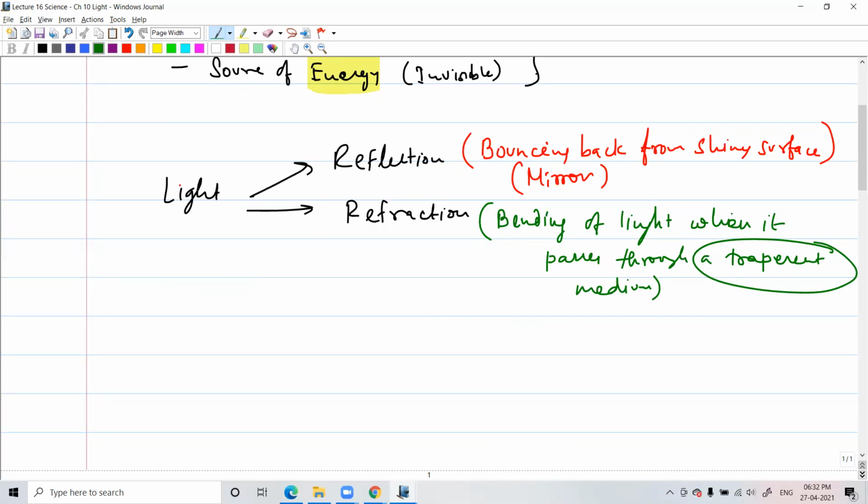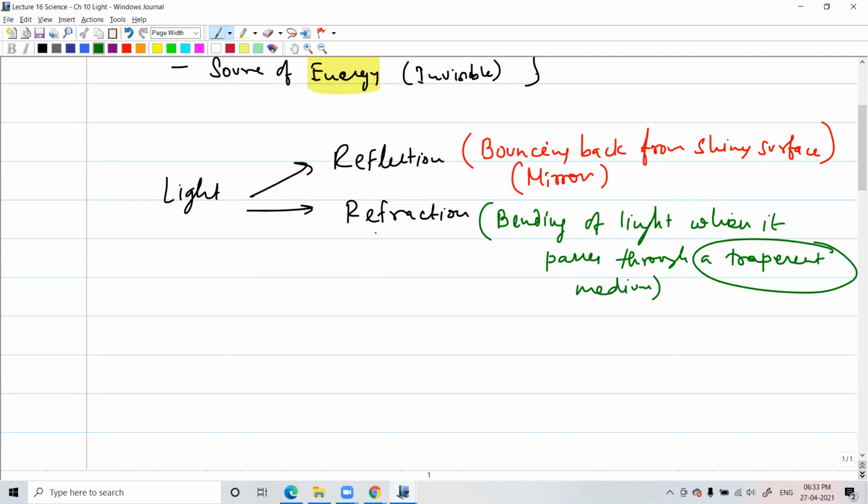So transparent means light will pass through completely. Translucent means a small portion of light will pass through. Some of it will get absorbed inside, and then opaque means nothing will pass through. No light passes through an opaque medium.